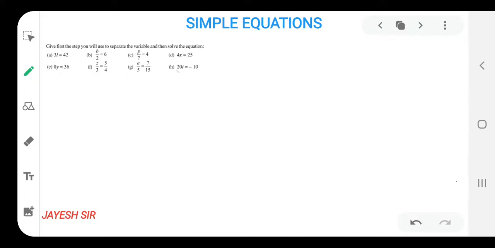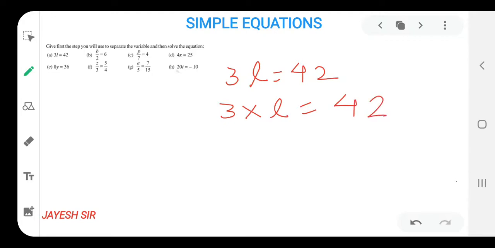Yes, so 3L equals 42 is given over here. Now the concept I have explained to you of division and multiplication would be applicable over here. Here 3 into L is written, that means 3 multiplication L. When no sign is present, that means a multiplication sign is there. And 3 and L are in multiplication. We want the variable alone, L equals, and 42 as it is.